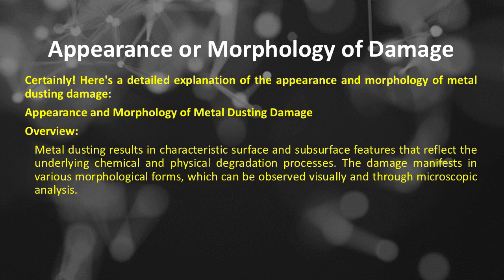Here's a detailed explanation of the appearance and morphology of metal dusting damage. Overview. Metal dusting results in characteristic surface and subsurface features that reflect the underlying chemical and physical degradation processes. The damage manifests in various morphological forms, which can be observed visually and through microscopic analysis.